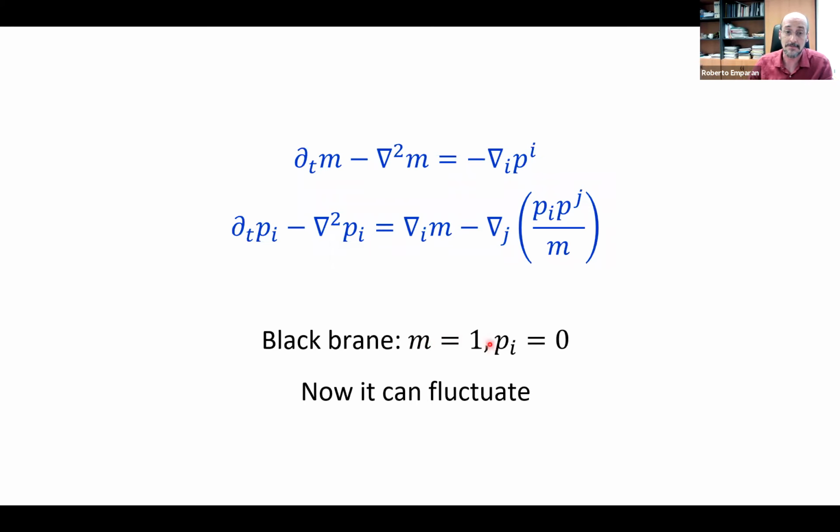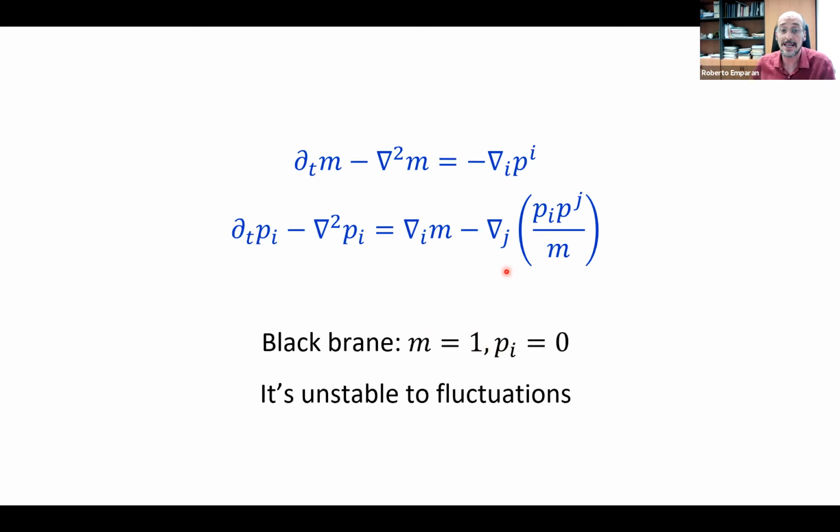You just take m equals 1 plus something small and p something small, then you linearize the equations around the black brane, and then you find what the spectrum of these fluctuations is. And what do you find when you study the spectrum of fluctuations of the black brane? Well, what you find is that the black brane becomes unstable. It has unstable modes. You can have modes that grow exponentially in time.